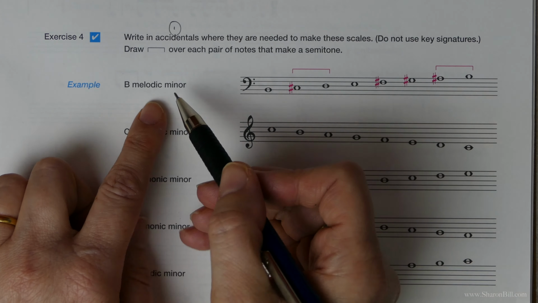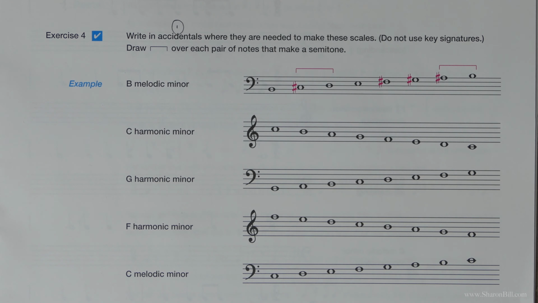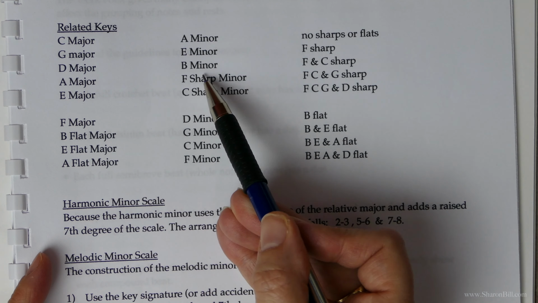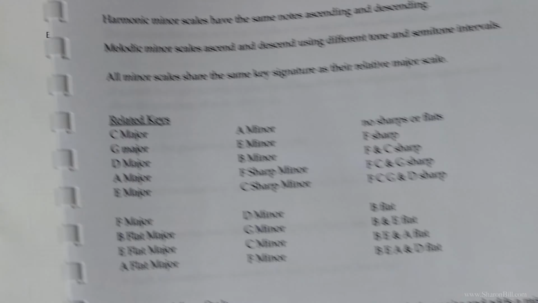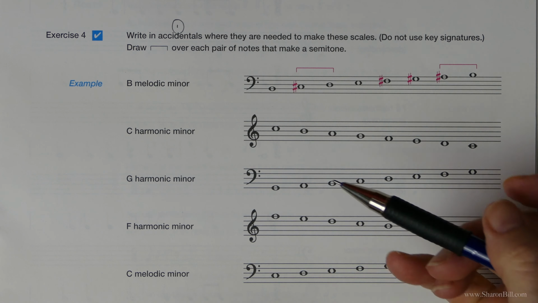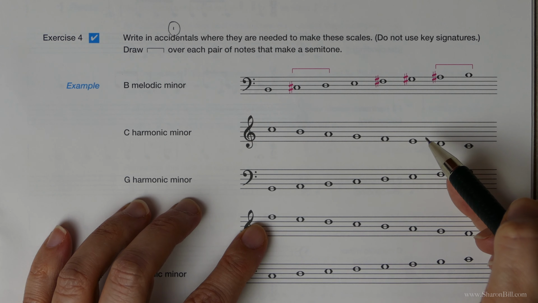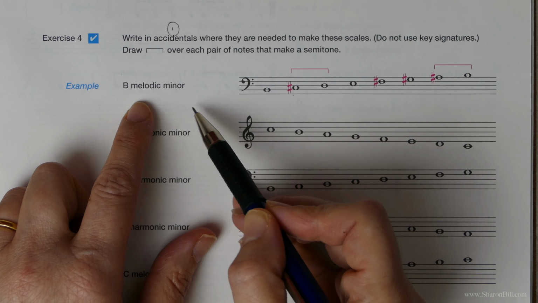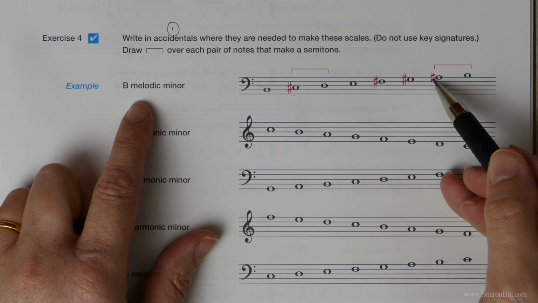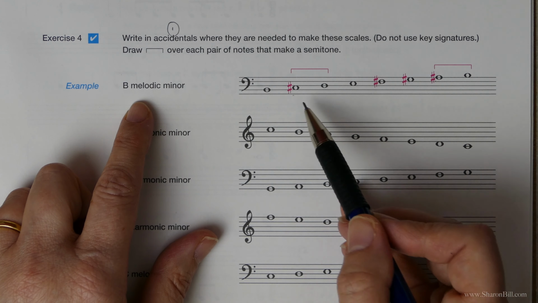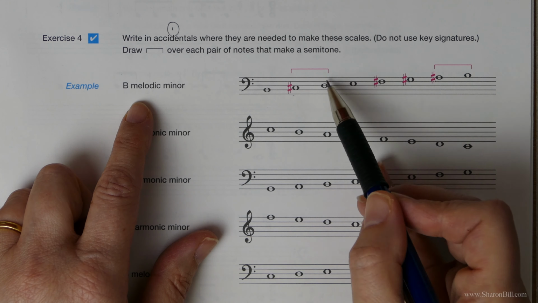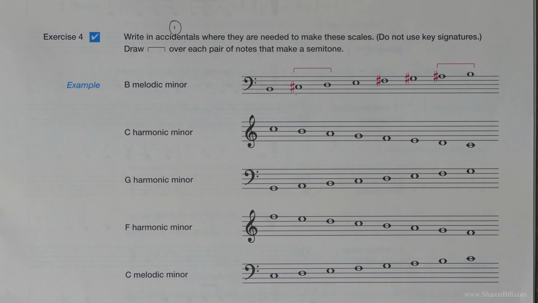So the example that they give us is B melodic minor, and we know that B minor is related to D major. It's got 2 sharps, F sharps and C sharps, and so they've been added as accidentals. We've got an F sharp and a C sharp, and then the melodic minor form as it ascends also has a raised 6th and a raised 7th as accidentals. And then we need to show the semitones, and we know that the ascending version is 2 to 3, 7 to 8, and so that's job done. Just take it a step at a time.